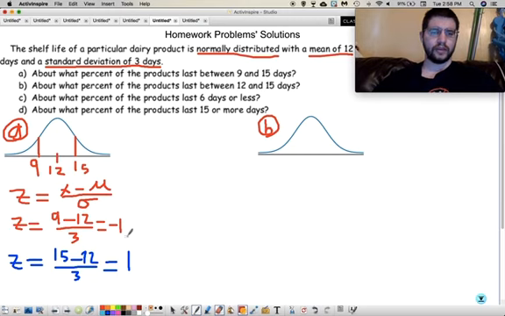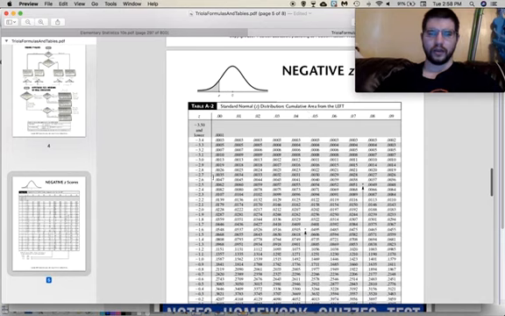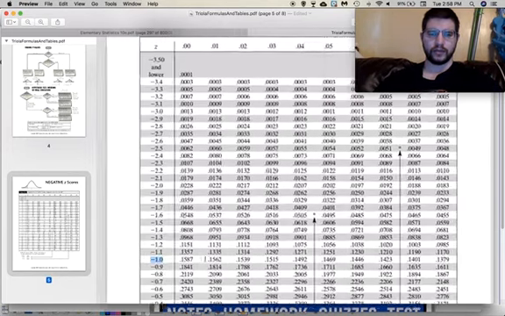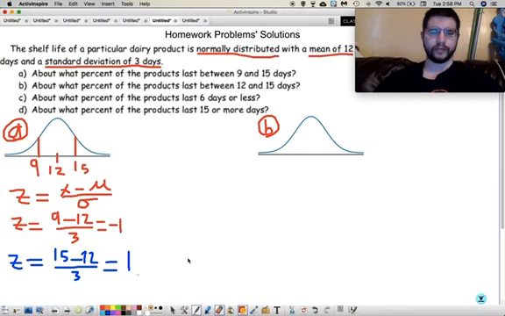So now we're going to look up negative 1 and 1 on our standard normal distribution chart. Negative 1 is right here. Let's zoom in. It gives us a probability of 0.1587.